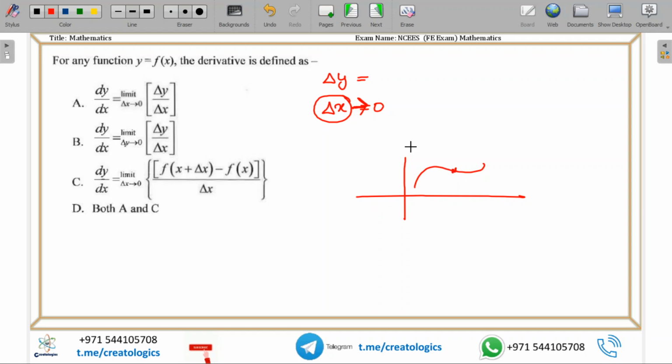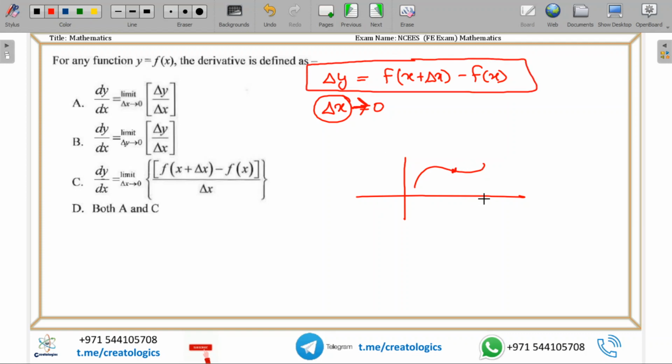So for that part, the change in the value of y will be equal to f of x plus delta x minus f of x, right? This is going to be the value of delta y. And when this change is infinitesimally small, in that case it becomes dy. Approximation formula. It's also available in your handbook. So you can see limits delta x approaches 0, delta y over delta x is your answer?